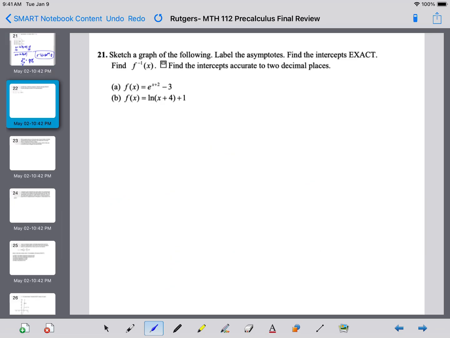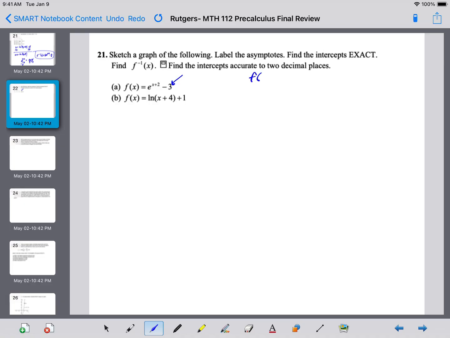Now for question 21. It says to sketch a graph of the following. Label the asymptotes, find the intercepts exact, find the inverse, find the intercepts accurate to 2 decimal places. So, label the asymptotes that we could just see. This is an exponential because there's a variable in the exponent.